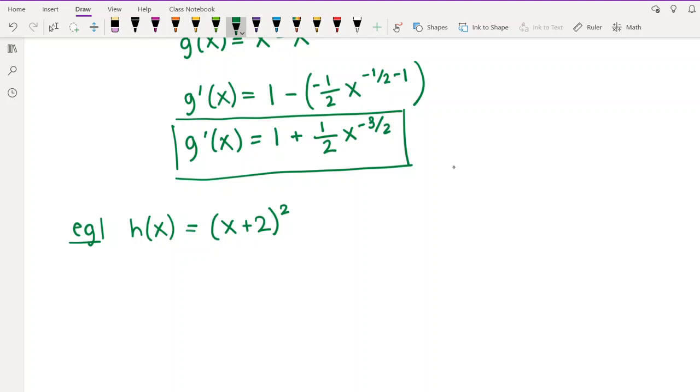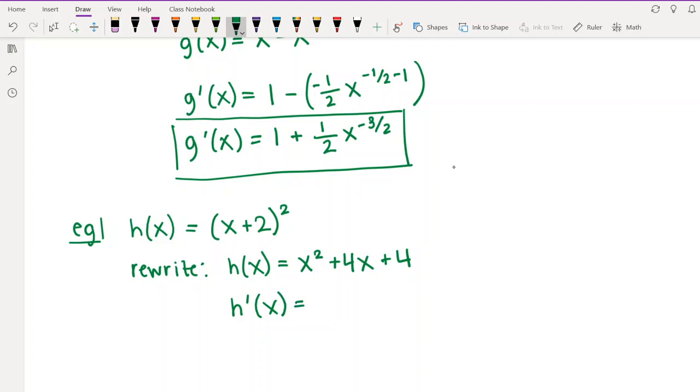And so what we need to do is rewrite this by expanding it. If we were to multiply all this out, we would get x squared plus 4x plus 4. And now we can take the derivative. The derivative of x squared, we bring down that 2 and we just get 2x. Then the derivative of 4x: the derivative of x, remember, is 1 because the slope of a line is just 1, and then we multiply that with 4. And then the derivative of 4 is 0. And so this would be our final answer.